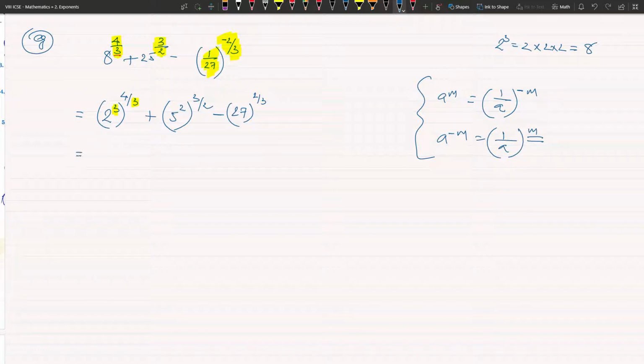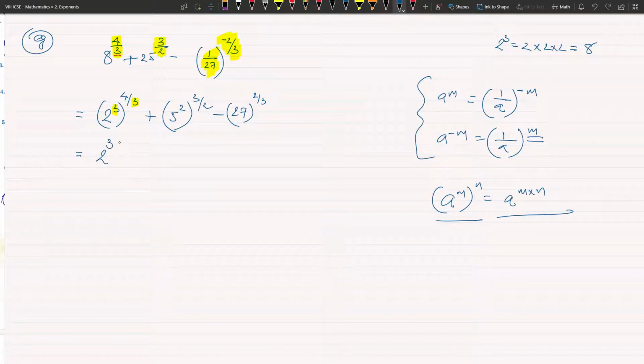Now, tell me, can we use this identity a raised to m raised to n is equal to a raised to m times n? Yes, see? Tell me, how should I write? Two raised to three into four by three. Correct. Plus over here, five raised to two into three by 2.